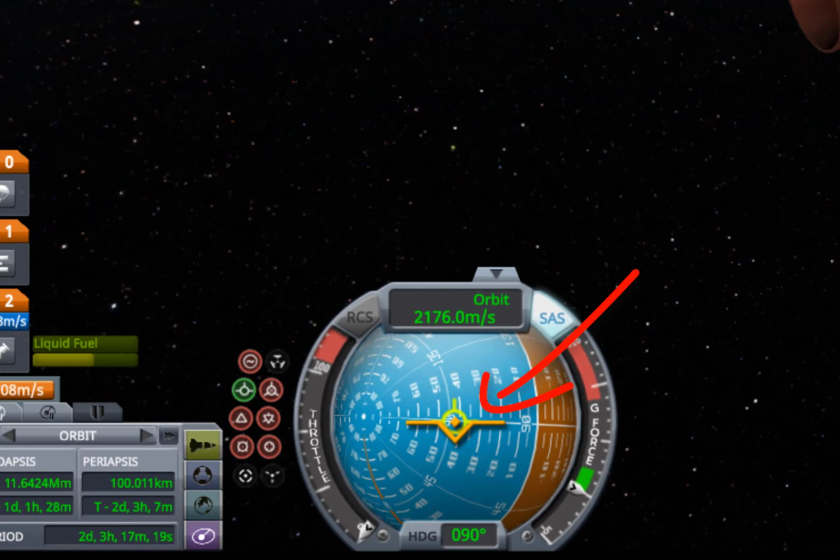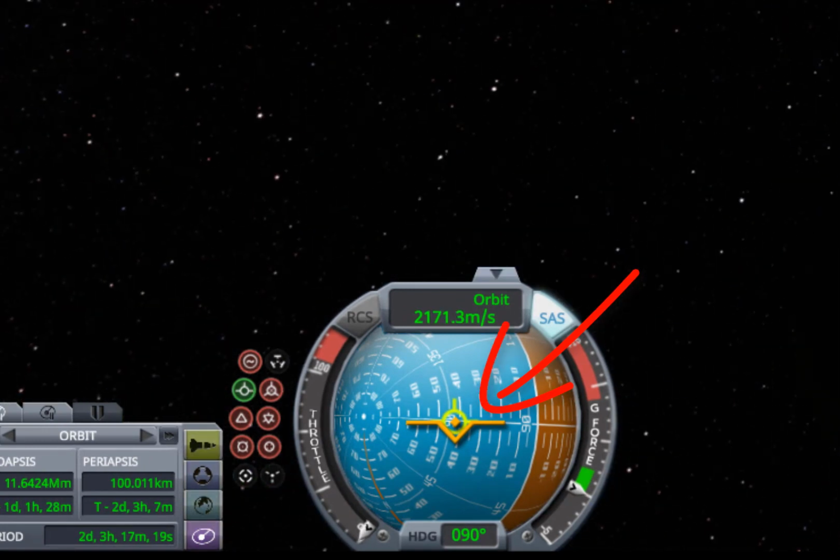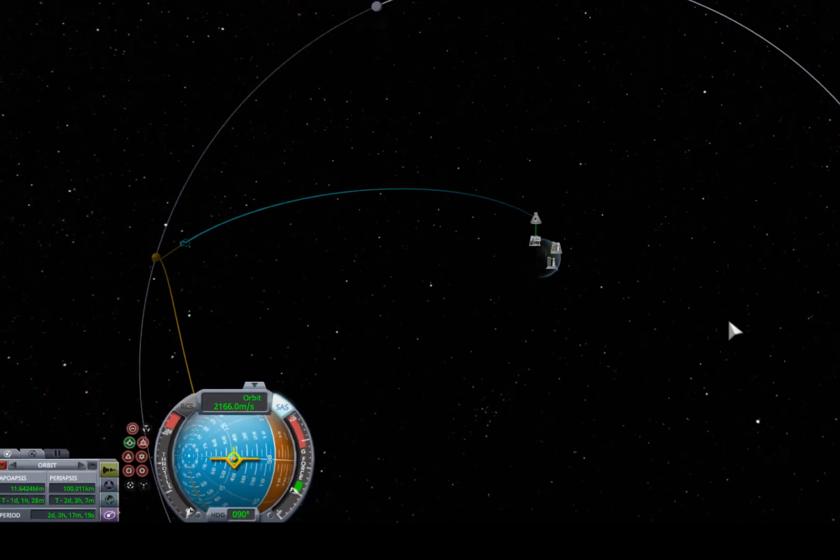We can also see the pitch right here on the nav ball, just above 40 degrees, about 42 degrees, and of course the heading of 90 degrees we can see in the nav ball.